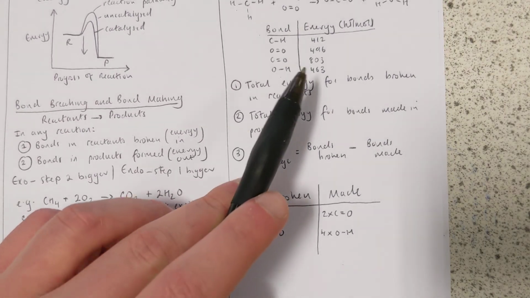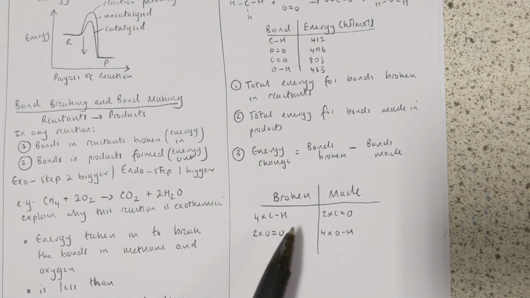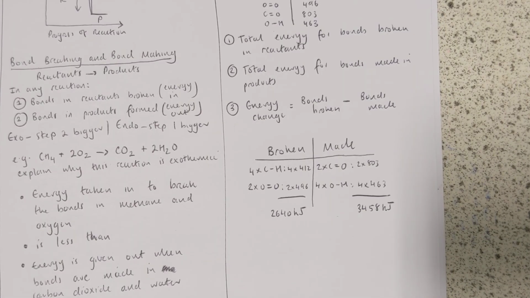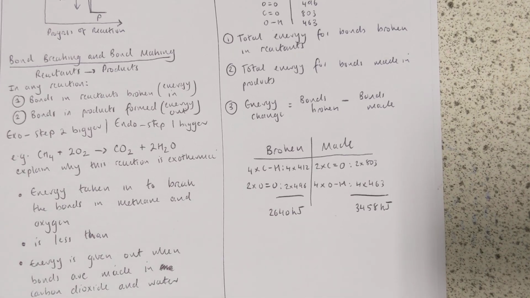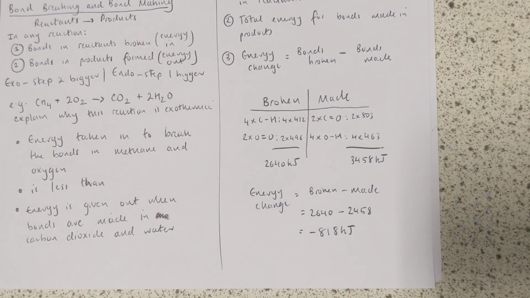All I need to do is look up their values in the table and multiply those values up by the correct number for the number of bonds. So I've added those values up and I've got a subtotal for the bonds broken and the bonds made. Last step is just to get the difference. I need to do bonds broken minus bonds made. So the answer here comes out as a minus value, minus 818. That's not a mistake. If you remember back from the start of the topic, all the minus sign in front of an energy value means is that the reaction is exothermic.